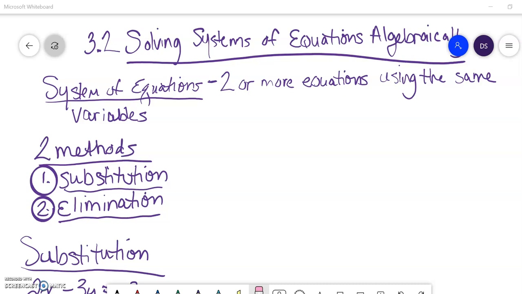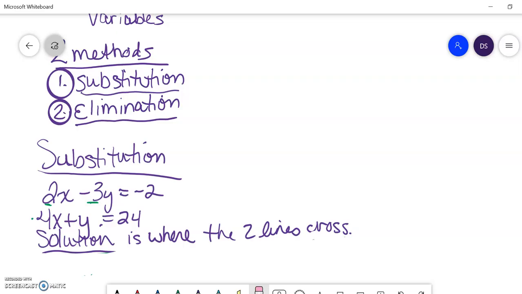Substitution means I replace one variable in terms of another variable. So if I have x's and y's in one equation, maybe I can replace the y's with something in terms of x. And elimination means that in both equations, I'm going to work towards eliminating the same variable from both equations. And that will leave me with one variable to solve for. So the first method is substitution.